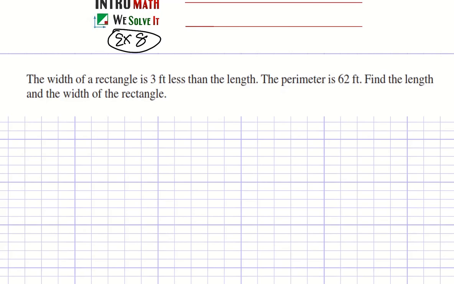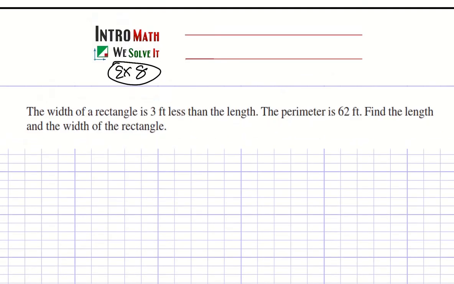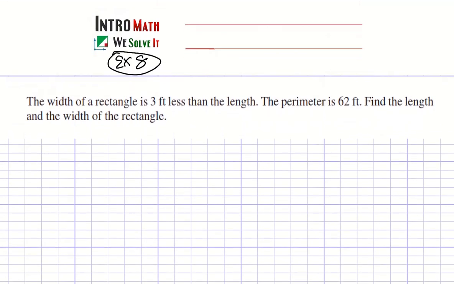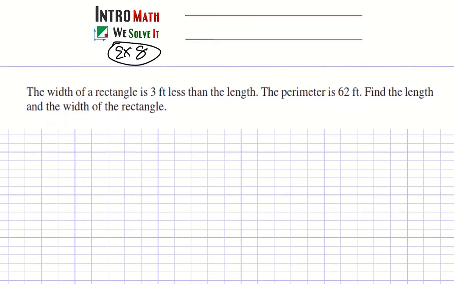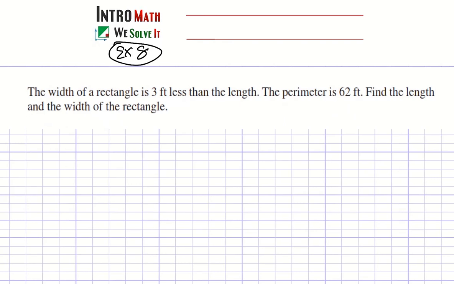We'll move on to the next one. You see the next example there? The next example says the width of a rectangle is 3 feet less than the length. The perimeter is 62. Find the length and the width of the rectangle. Again, it's a similar problem. Remember, we just did that.